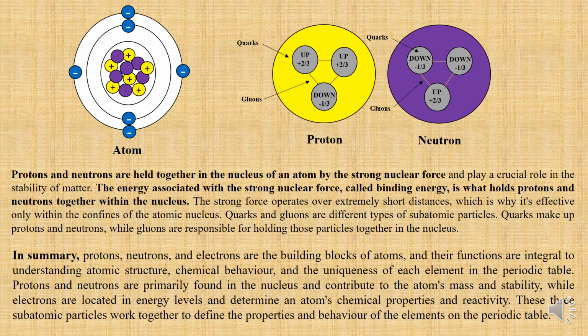Finally, to summarize, protons, neutrons, and electrons are the building blocks of atoms, and their functions are integral to understanding the atomic structure, chemical behavior, and the uniqueness of each element in the periodic table. Protons and neutrons are primarily found in the nucleus and contribute to the atom's mass and stability, while electrons are located in the energy levels and determine an atom's chemical properties and reactivity. So these three subatomic particles work together to define the properties and behavior of the elements in the periodic table.